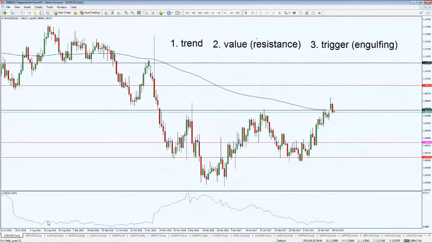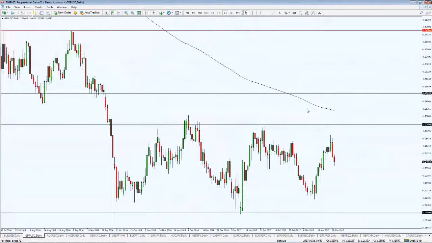Next one, let's look at pound dollar. So pound dollar again, similar to euro dollar, the trend is bearish. You can see price is below the 200 period moving average. This is the area of resistance that I've marked out.